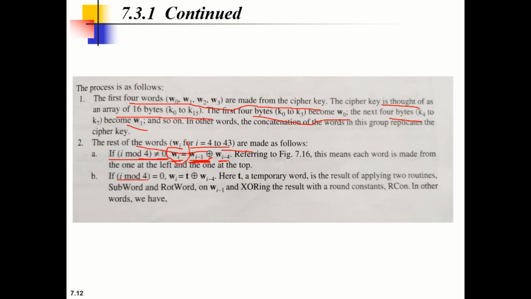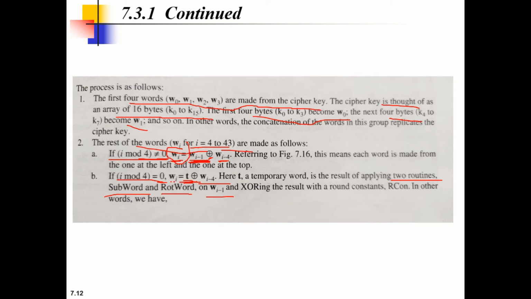Now, if i mod 4 equals 0, that means the subscript of the word is a multiple of 4, then we calculate a temporary word, which we represent as T, and we XOR the value of this temporary word with the word which is 4 steps back, right? And this temporary word is calculated as follows: we apply two routines to it, one is SubWord, which is substitution, and RotWord, which is rotation, on W(i-1).